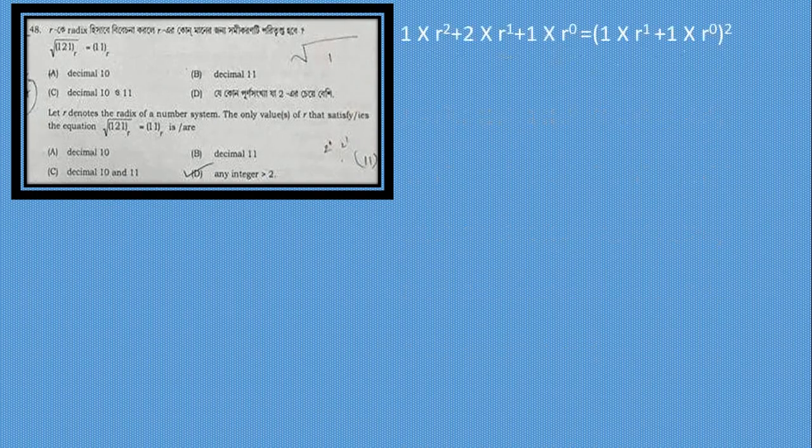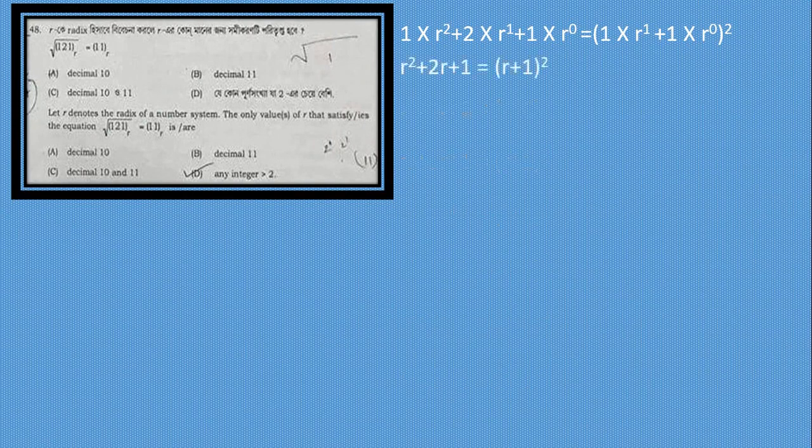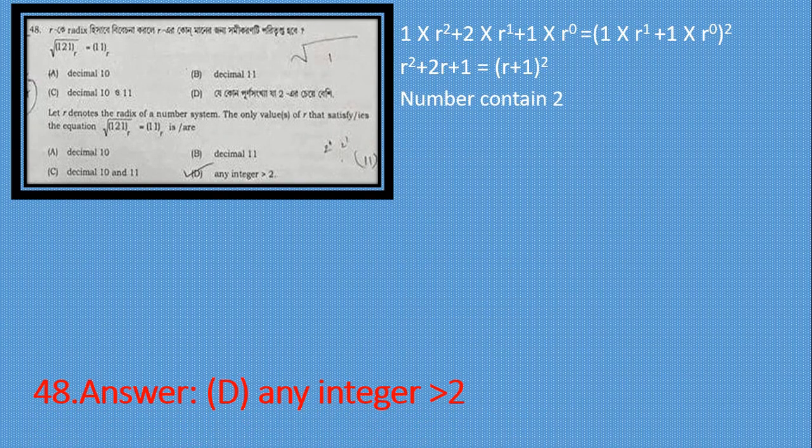Let R denote the radix of a number system. The only values of R that satisfy the equation: if we transform this equation into decimal, then we get this equation, and this equation is satisfied for all values of R. But the number contains the digit 2, so the answer will be any integer greater than 2. So D is the answer.